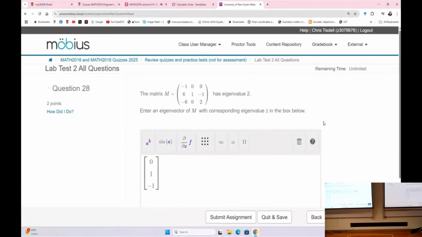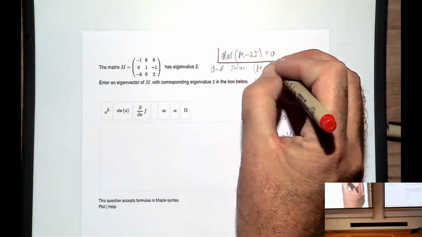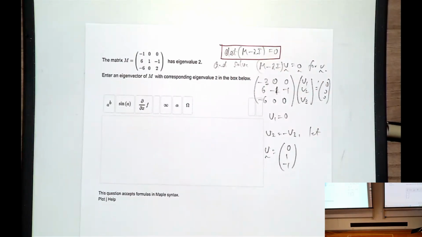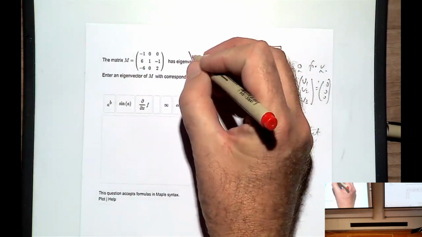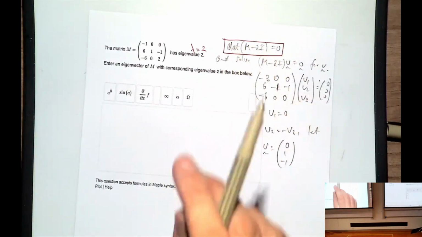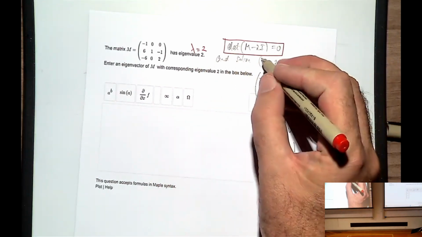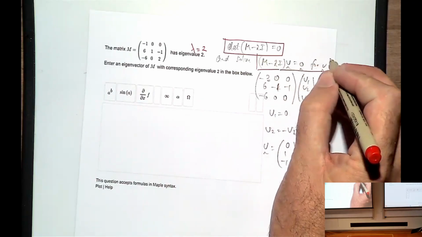here we go. Here's one I've created earlier. Okay, so for this one, I just reminded everybody here that if lambda equals 2, if that's an eigenvalue, then 2 has to satisfy this equation, right? So we know that that's true, and then we solve this system of equations.